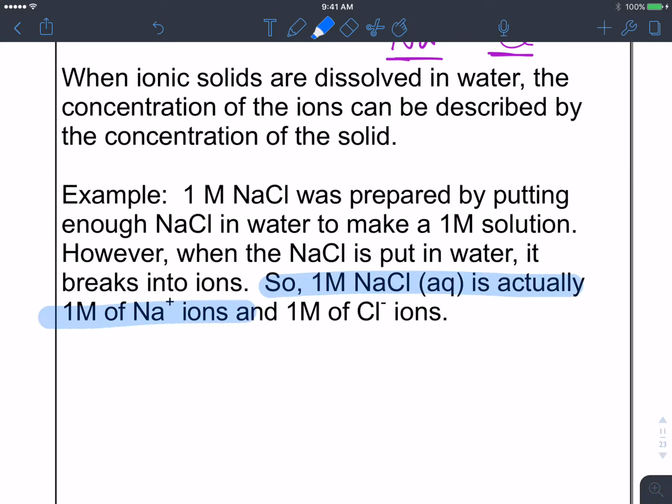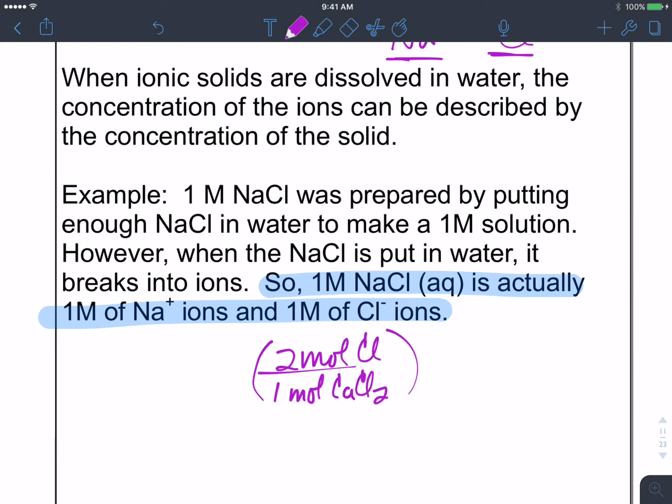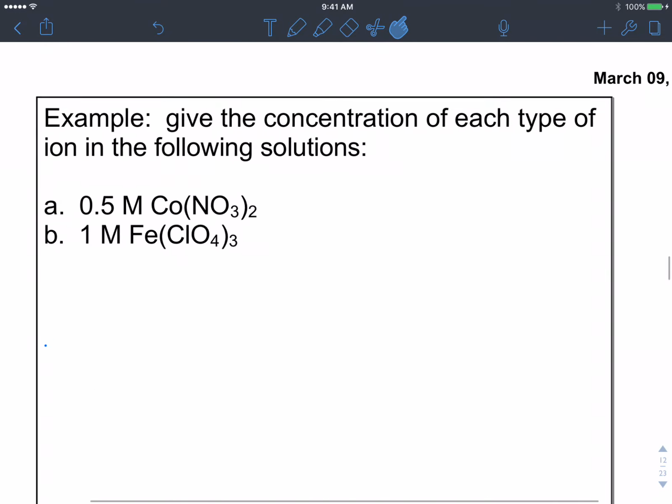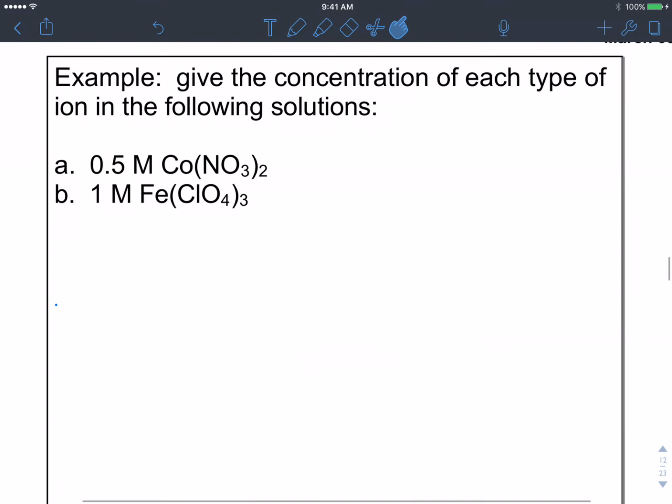We know that 1 molar NaCl is equal to 1 molar of Na+ ions and 1 molar of Cl- ions. This is very similar to the conversion factors that you've used in the past, where you've said, oh, 1 mole of CaCl2 gives you 2 moles of Cl. Same type of idea. This subscript will tell you how many moles proportionally there is within that solution. So here's an example, and you could do this a couple different ways.